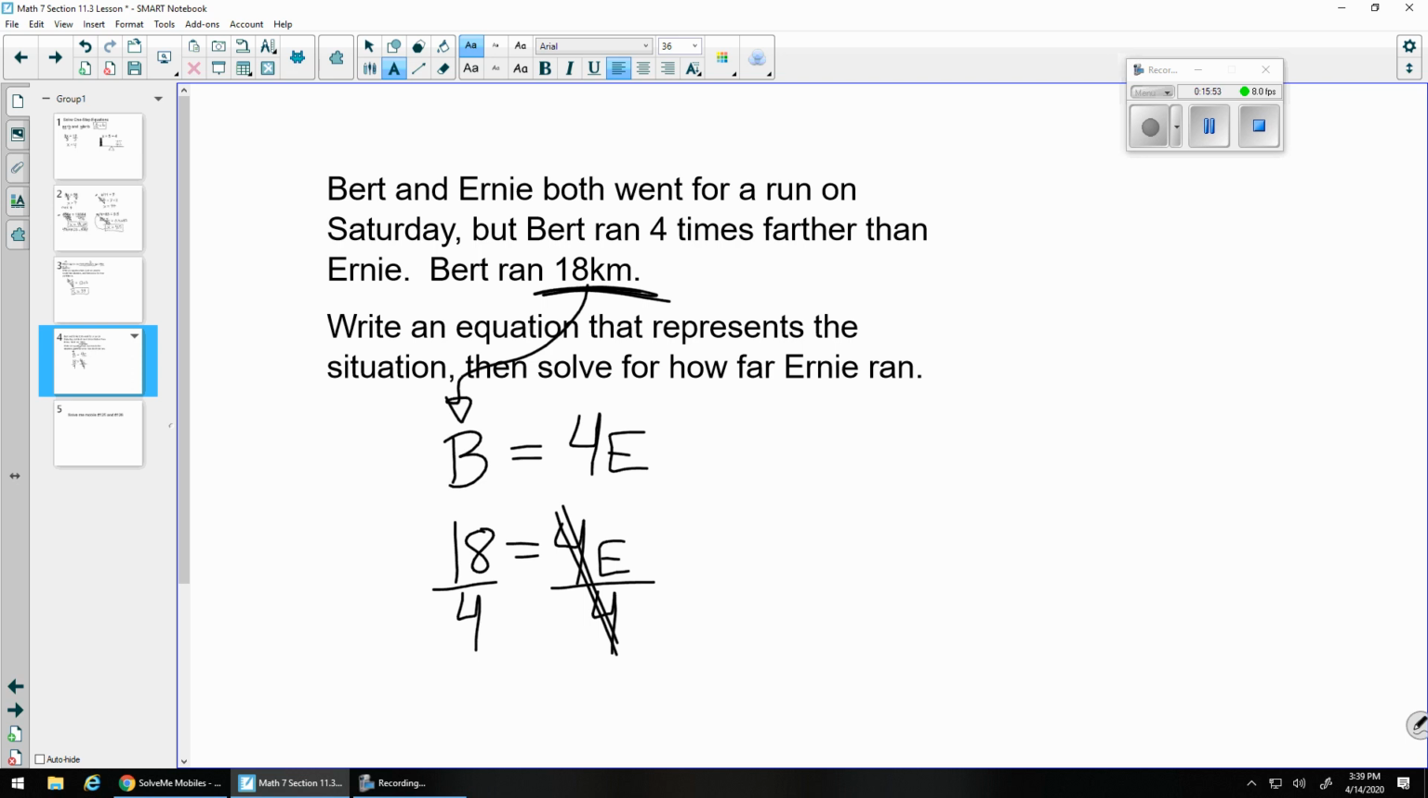divided by 4. Well, it's not a whole number, but 18 divided by 2 is 9. You divide that by 2 again, see what it's divided by 4, or you use your calculator. Calculators will be okay in this unit. And you get 4.5 is equal to how far Ernie ran.